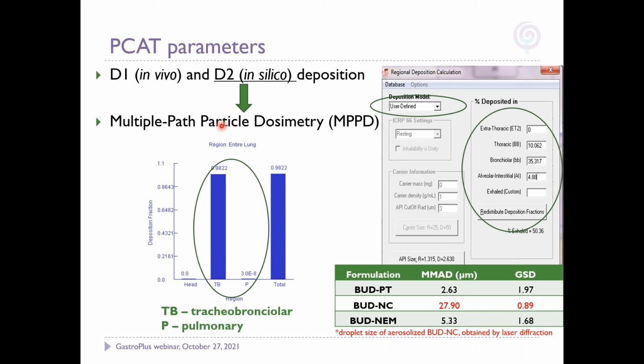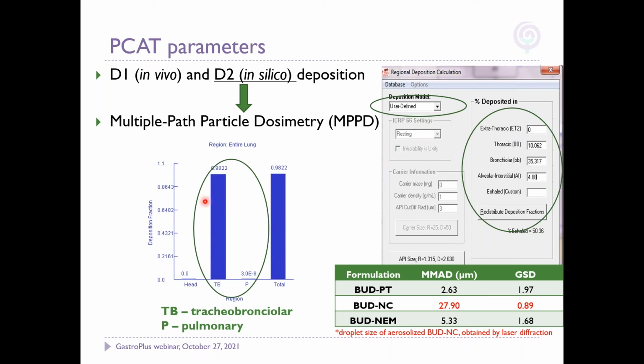Another problem was that the output deposition data from MPPD could not be used as raw inputs in the PCAT model. Namely, MPPD provides data on the deposited drug fractions in 2 pulmonary regions, while PCAT requires data on drug deposition in 4 regions. Extrathoracic drug deposition in this case was neglected because the simulations referred to intratracheal drug administration.